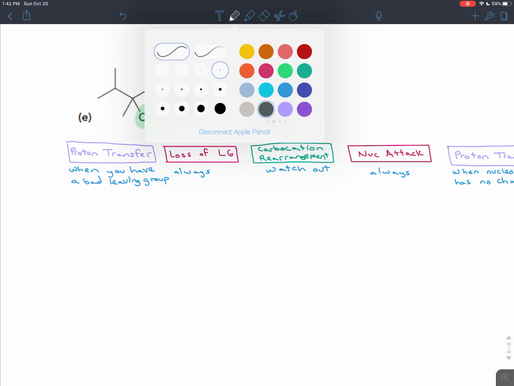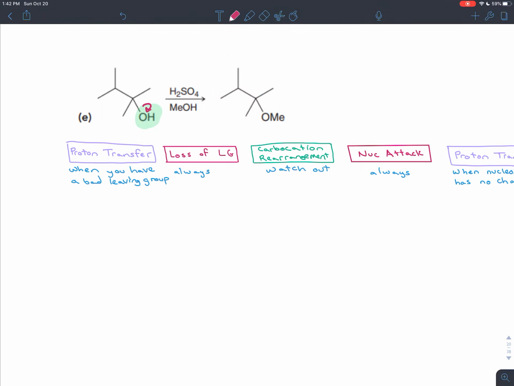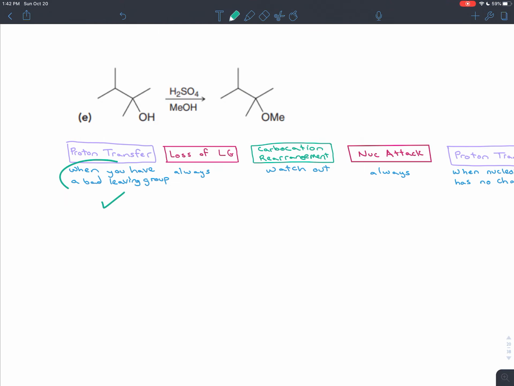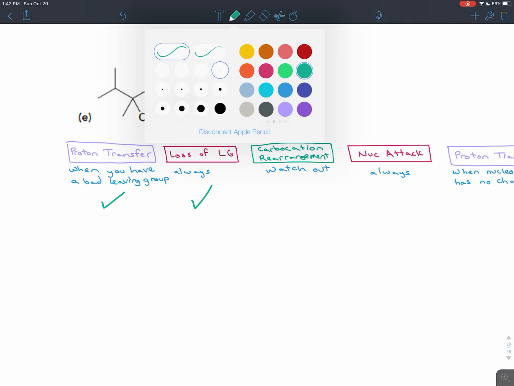OH is a terrible leaving group, because if it tried to come off of the molecule, you would have OH with a negative charge. Oxygen's a pretty small atom, and so it's not able to stabilize that negative charge very well. And so this is not a good leaving group. We have a bad leaving group, which means that we have to do a proton transfer in the beginning in order to turn that OH into a better leaving group. We always have loss of a leaving group.